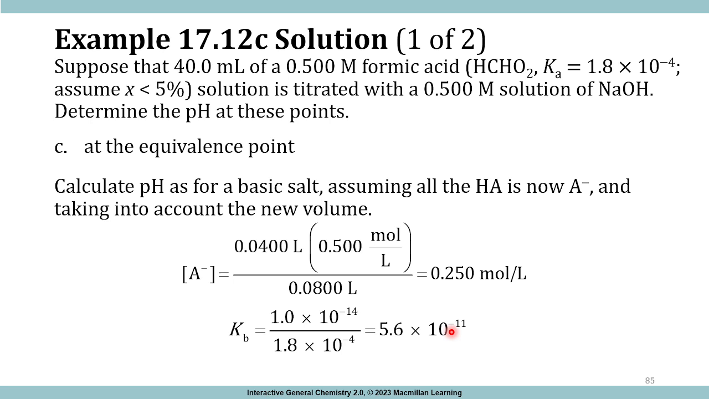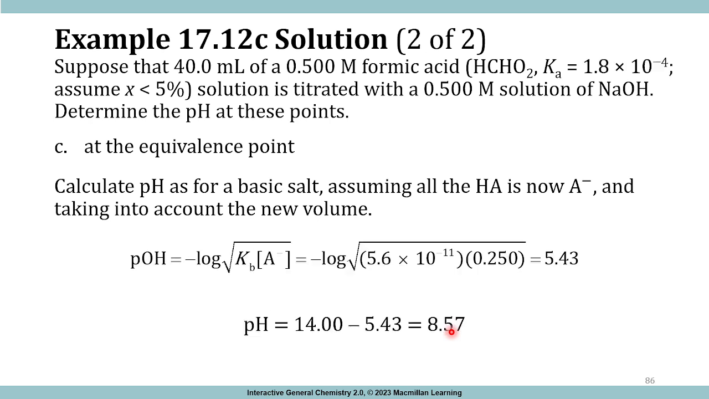Once I have these two numbers, I can do this several different ways. I could do this with an ICE problem, of course, or I could use the brand new formulas that Dr. Clausen just gave me. So again, the pOH is going to equal the negative log of the square root of the Kb times the concentration of that weak base, in this case the conjugate base.